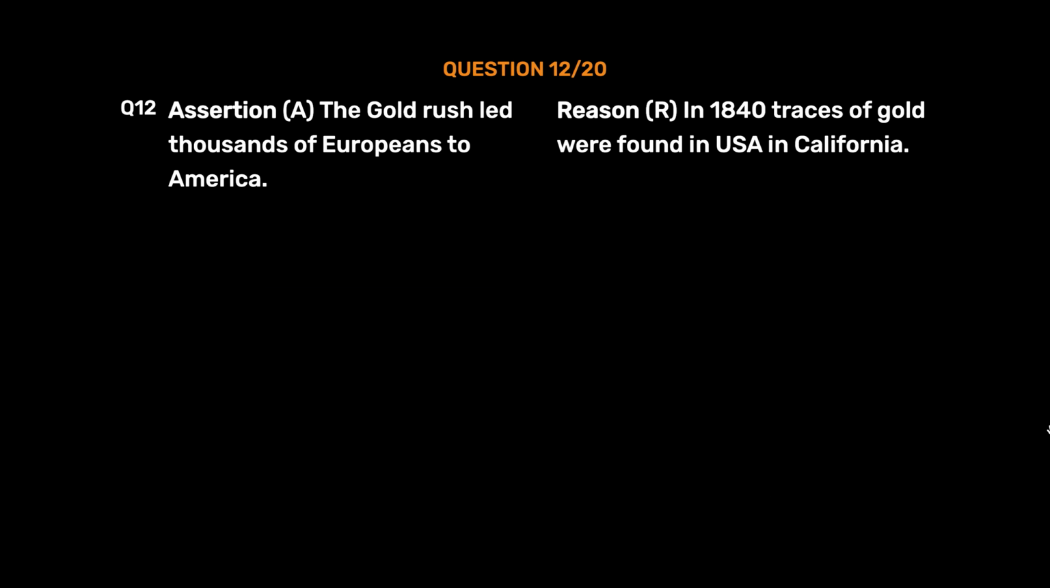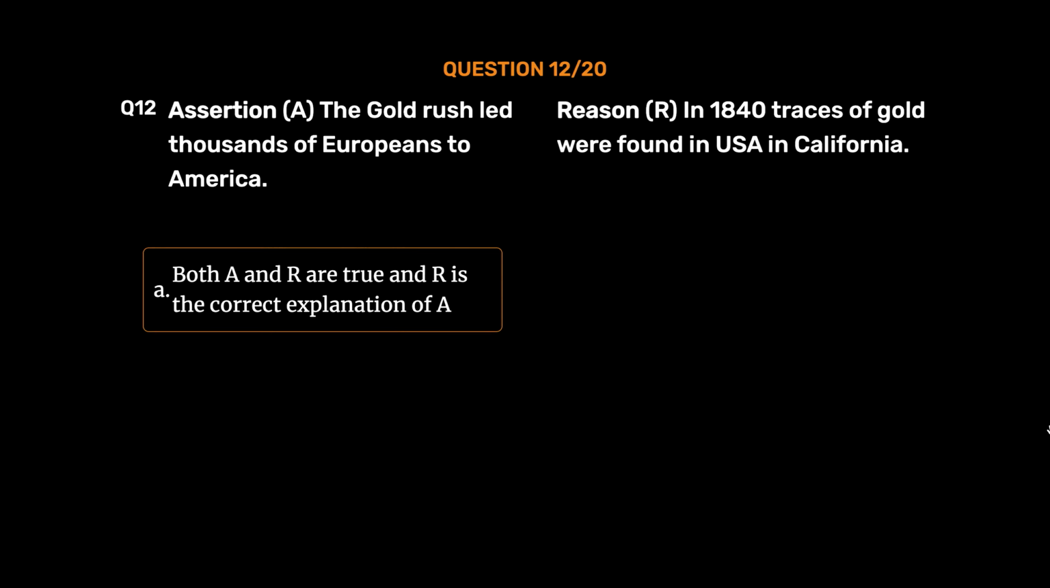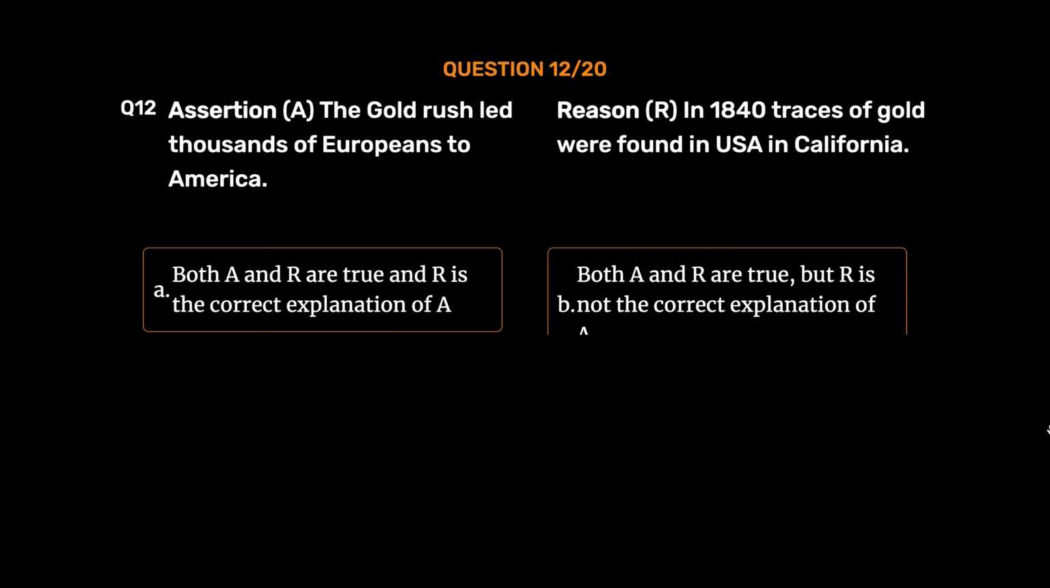Question number 12. Assertion A: The gold rush led thousands of Europeans to America. Reason R: In 1840 traces of gold were found in USA in California. Option A. Both A and R are true and R is the correct explanation of A. Option B. Both A and R are true, but R is not the correct explanation of A.